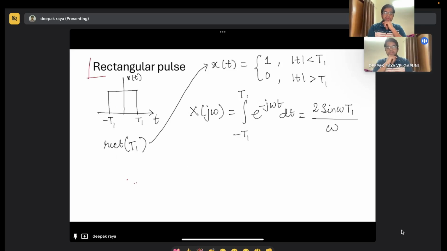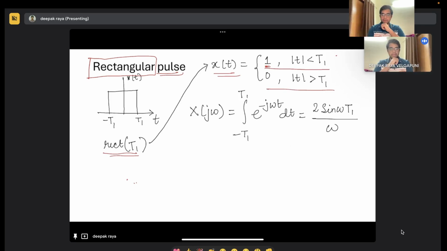Basically we are looking at a signal called the rectangular pulse or rectangular signal. As the name suggests, it's nothing but a rectangle in some time period minus T1 to T1, and it is usually denoted by rect of t over T1. T1 denotes the span, the width of this pulse. We can also represent it as x of t equal to 1 in the interval minus T1 to T1, denoted by mod of t less than T1, and 0 in the remaining places. This is the mathematical definition of a rectangular pulse.